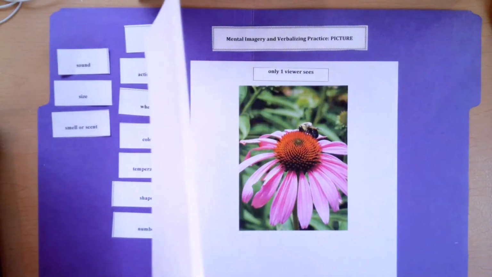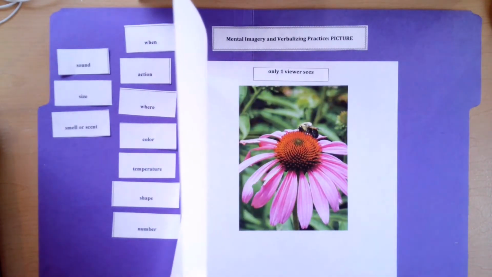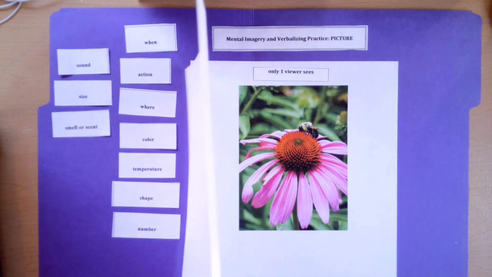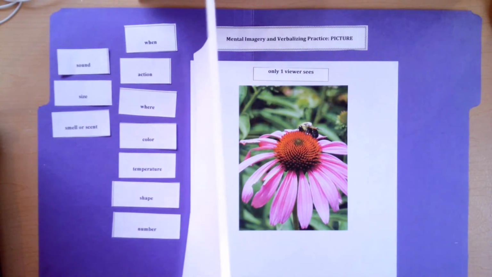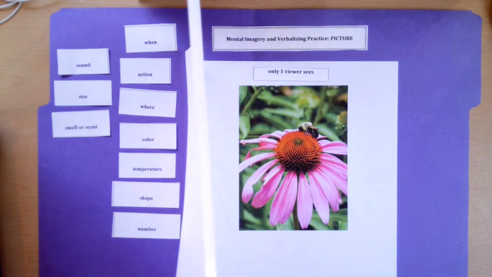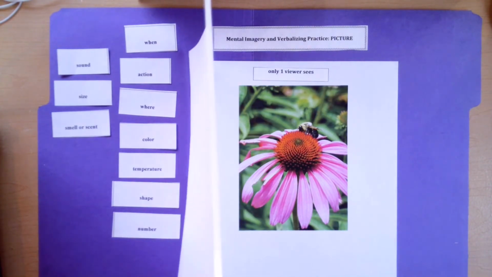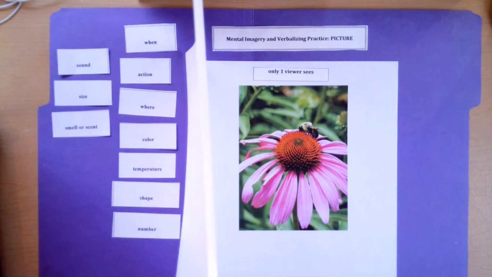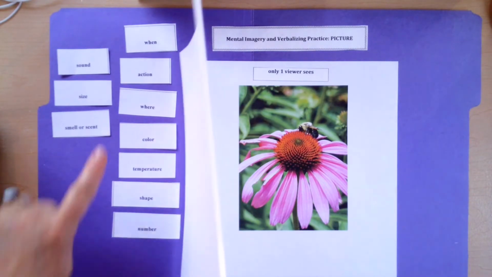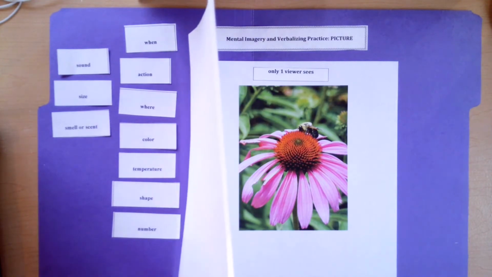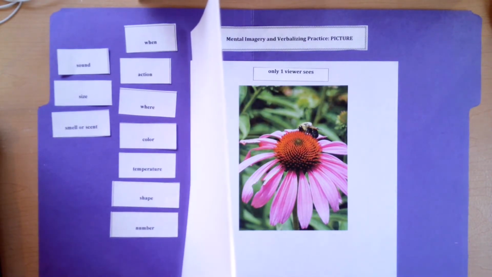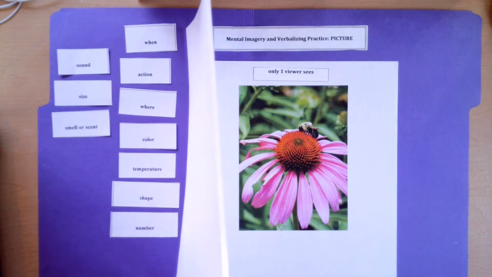So I'm going to use this sheet here and put it up like this so you have the reminder that only the person who holds the picture sees what's on the picture. So if I'm only seeing the question cards, then I can start asking questions. For instance, for the question where, is what's on the picture inside or outside? And the person seeing the picture would say, it's outside.